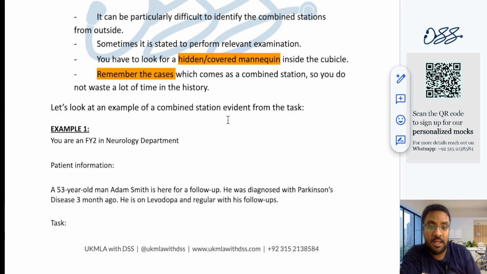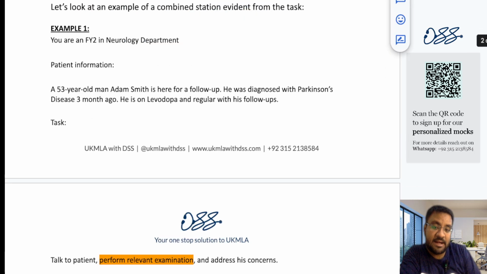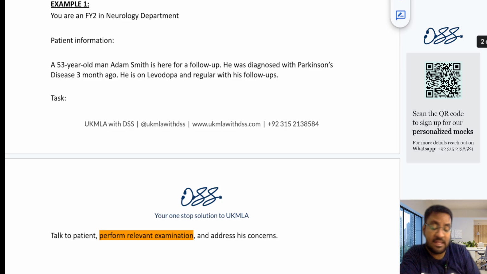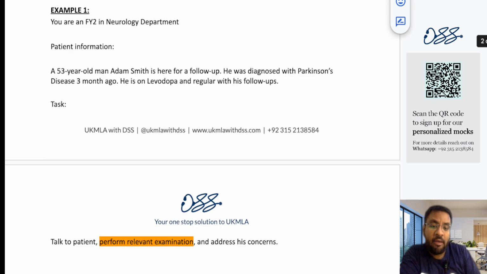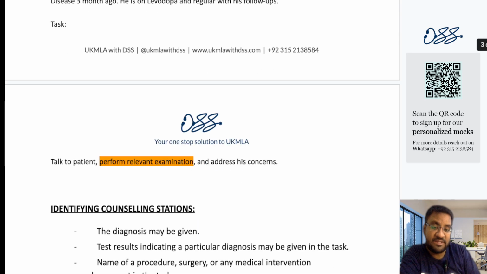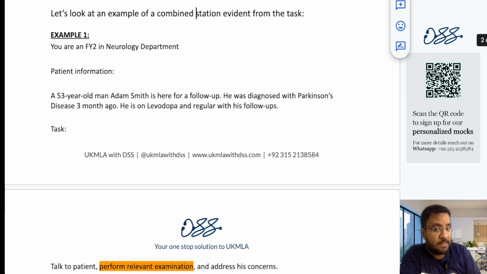For example, in the previous lecture I shared that all the eye and ENT cases are most likely to be combined stations. Other than that, some abdominal complaints like alcoholic liver disease and intestinal obstruction may come as combined stations. A patient with back pain having prostate issues can also come as a combined station.